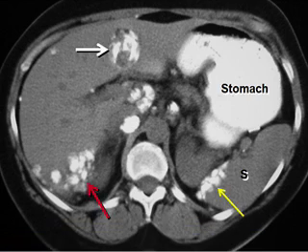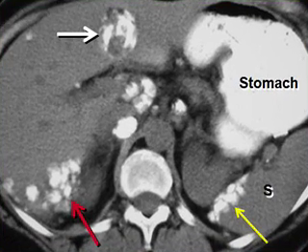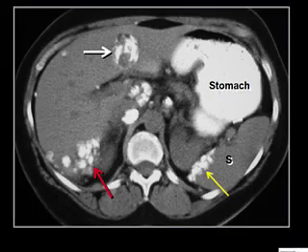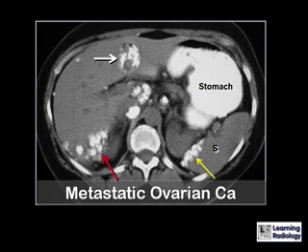There are numerous calcifications, some of them intraparenchymal, as the white arrow is showing, and some of them on the surface of the liver, the red arrow, or the surface of the spleen, the yellow arrow. These are calcific deposits from metastatic ovarian carcinoma.